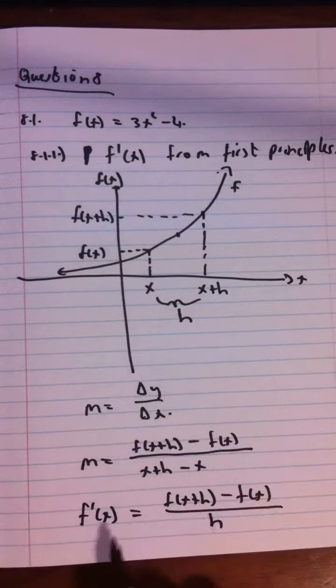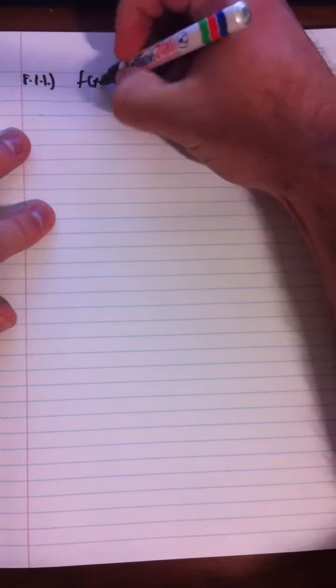Okay, now let's get back to the actual question, which was 8.1.1, f of x equals 3x squared minus 4, and we need to find the derivative from first principles. So we just explained that the equation for doing that is f of x plus h minus f of x divided by h as the limit of h tends to 0. Okay, because we want to make that as small as possible, the difference between the 2 points. That's why h has to tend to 0.